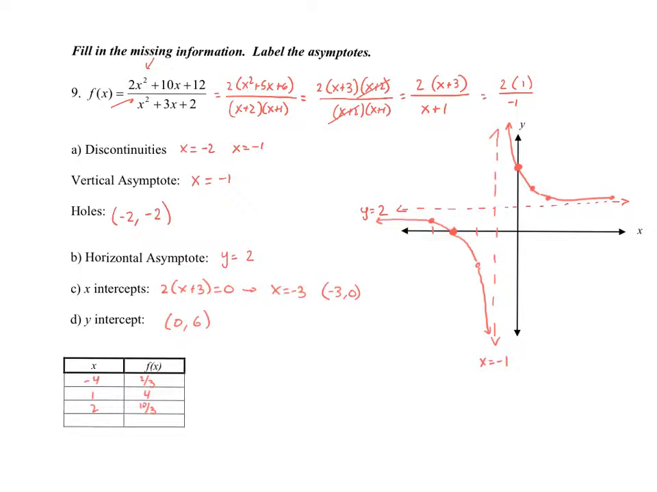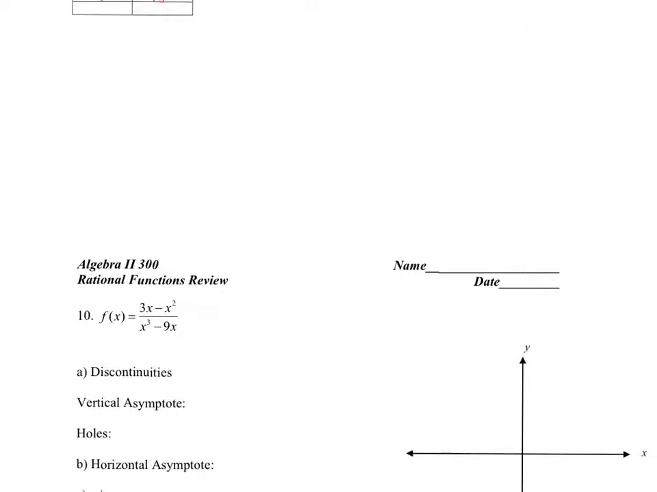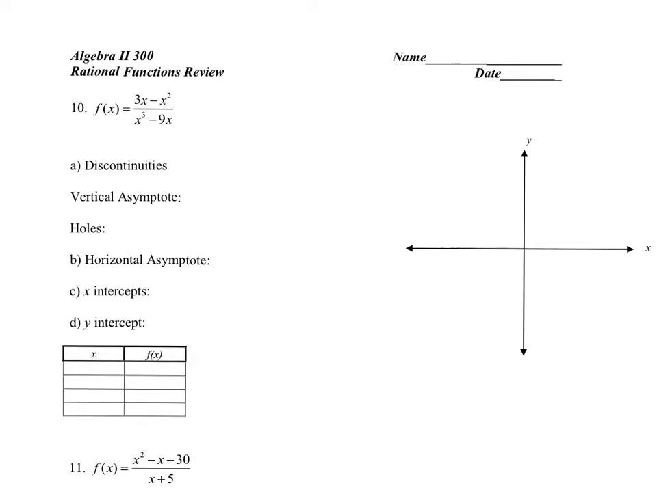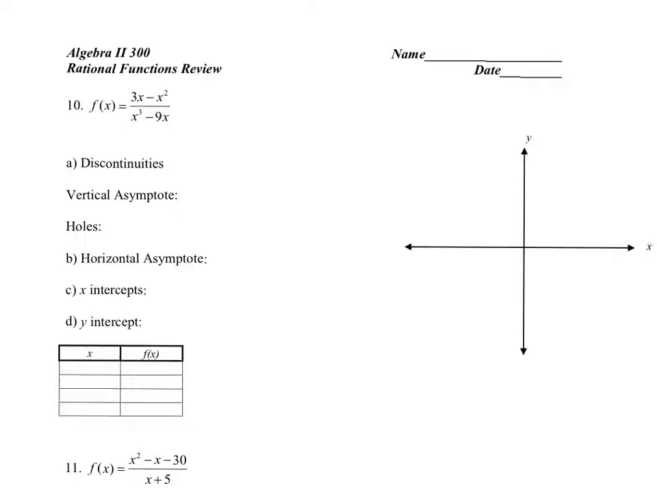Okay, let's move on to number 10. So number 10, just be careful, not quite in standard form, because notice that these first two terms are switched. And so when I go to identify my horizontal asymptote here, I'm really considering that the degree of the numerator is degree 2 and the degree of the denominator is degree 3. And so therefore the degree is larger in the denominator. If you remember from Mr. McGivney's video, that means there's a horizontal asymptote where y equals 0.